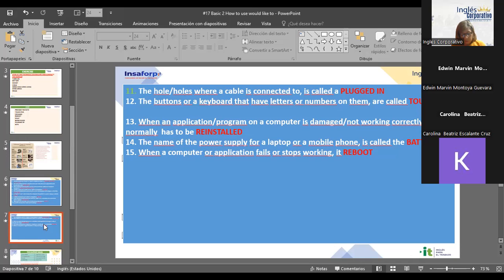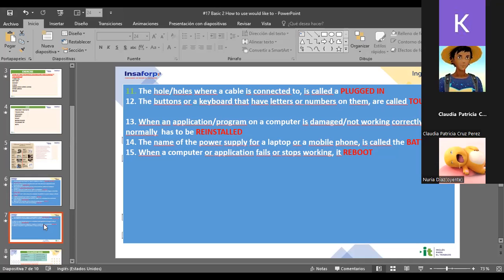¿Qué botón? ¿Tiene letras, números? Botones, letras y números. Para mí que esto es teclado. Pero no sé cómo se dice teclado. Ahorita lo busco, permítanme.